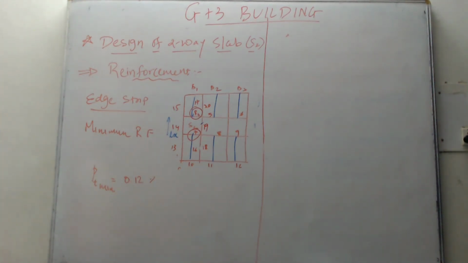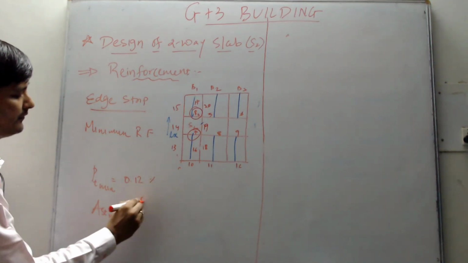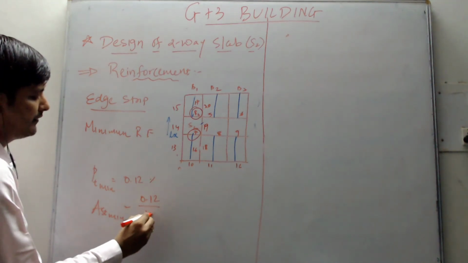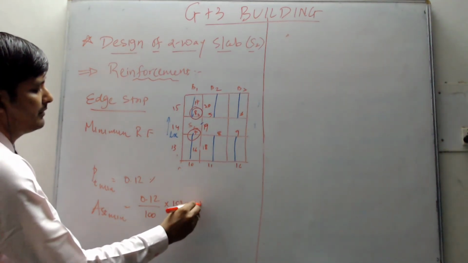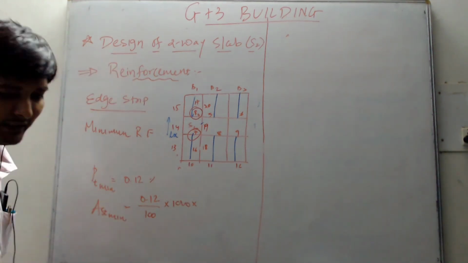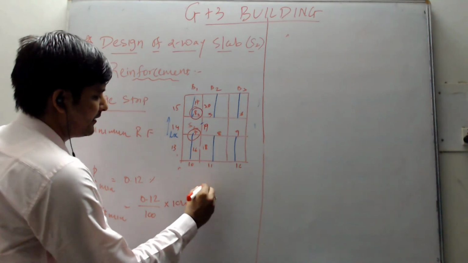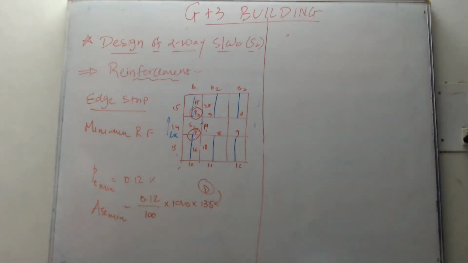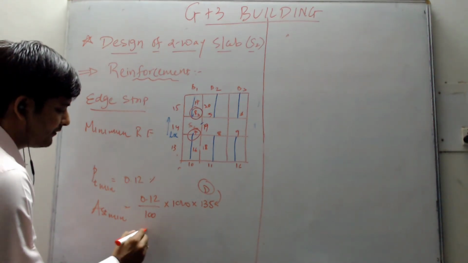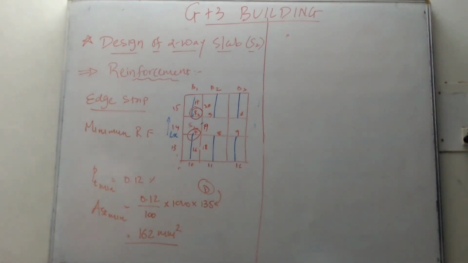So Ast minimum is equal to 0.12 divided by 100 multiplied by 1000 multiplied by 110. Here we need to calculate gross area, so gross is capital D, which is 135. So I'm getting this value as 162 mm square.